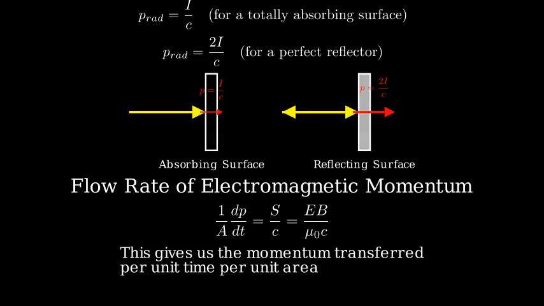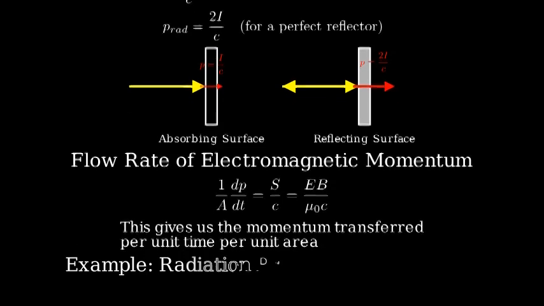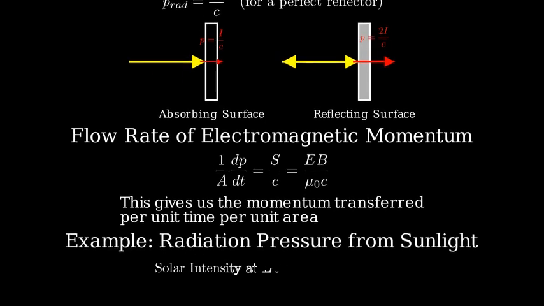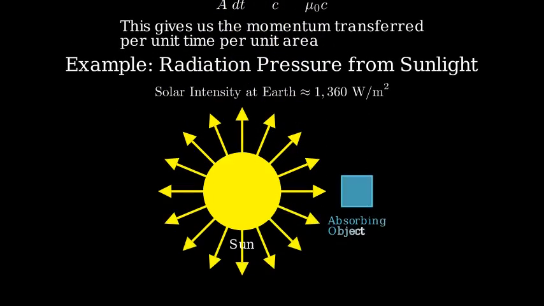Let's look at a practical example to understand the concept of radiation pressure. The sun emits electromagnetic radiation with an intensity of approximately 1,360 watts per square meter at Earth's distance. This is called the solar constant. If we assume that an object in space absorbs all this radiation, let's calculate the radiation pressure exerted on it.